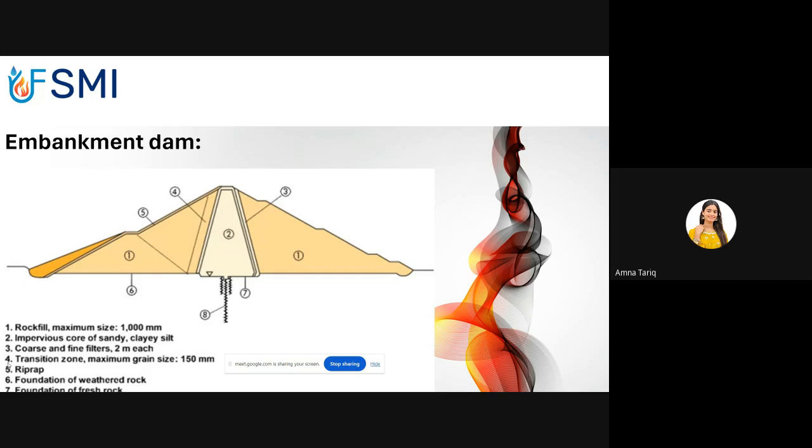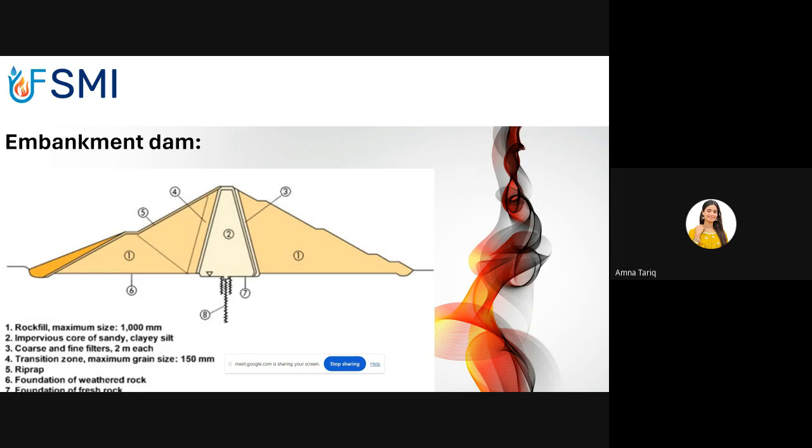And number three is coarse and fine filters. Downstream from the impervious core is a layer of coarse filter followed by a layer of fine filters. These filters act as a drainage layer, allowing water that seeps through the rock fill to drain out of the dam, preventing a build-up of pressure. The filter layers are typically made of gravel and sand, with the more porous material close to the rock fill.